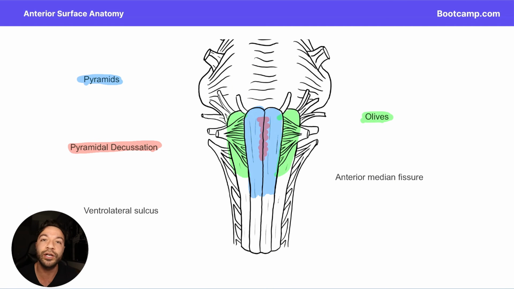And found between our two pyramids, that's where we're going to have our anterior median fissure right here. And found between the olives and the pyramid, that's where we're going to have our ventral lateral sulcus, right here.